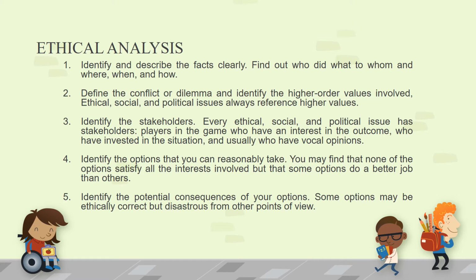Third, identify the stakeholders. Every ethical, social, and political issue has stakeholders: players in the game who have an interest in the outcome, who have invested in the situation, and usually who have vocal opinions. Fourth, identify the options that you can reasonably take. You may find that none of the options satisfies all the interests involved, but that some options do a better job than others.